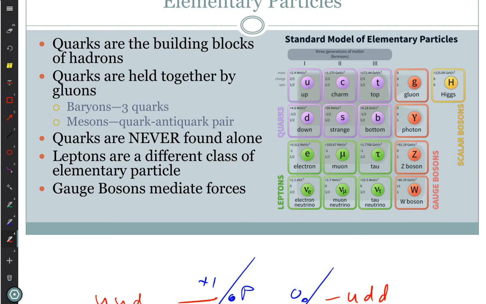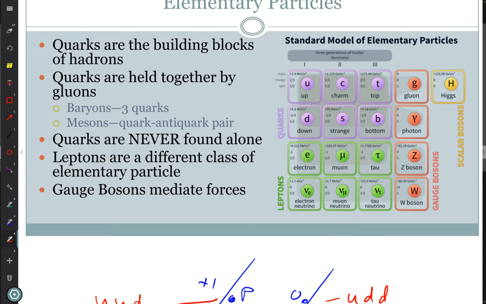So there's that first level. Everything that we deal with in life is made up of basically protons, neutrons, and electrons. If you look in that table, these are the things that everything in life is made up of. They're the first generation. They're the lowest energy states.